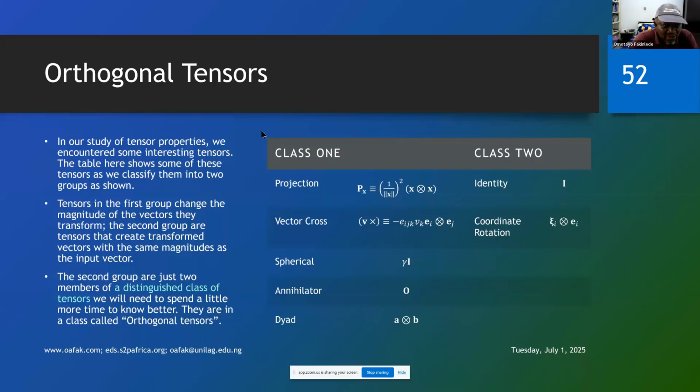In our orthogonal tensors, so we have finished. What did we finish doing? We finished, first of all, we were able to show that you can transform a tensor into its components. You can express a tensor in terms of its 9 components. That is 1, 9 components. 2, you can have spherical and deviatoric forms. 3, you can have symmetric and skew symmetric, so symmetrical and skew form.